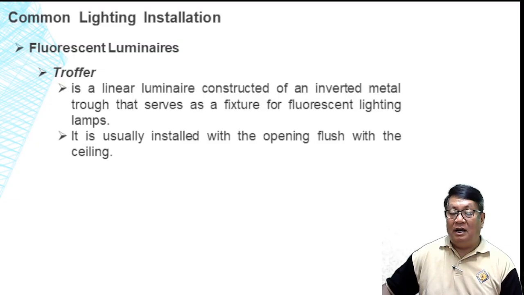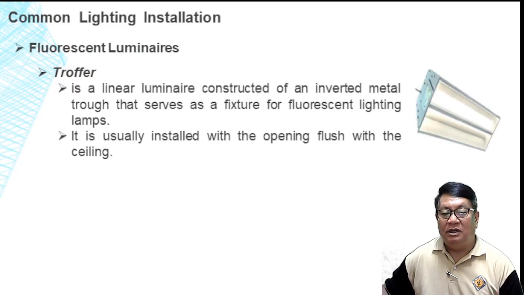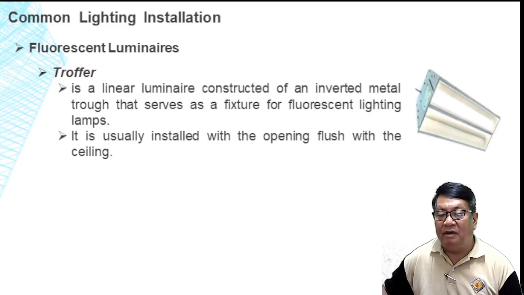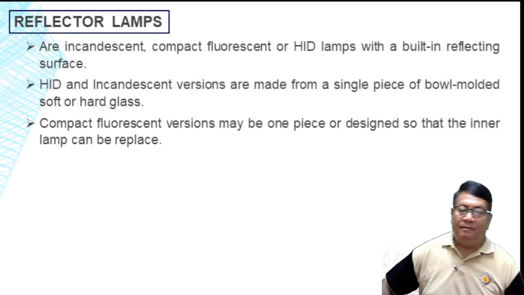Is a linear luminaire constructed of an inverted material that serves as a fixture for fluorescent lighting lamps. It is usually installed with an opening flush with the ceiling. So we have also the reflector lamps.